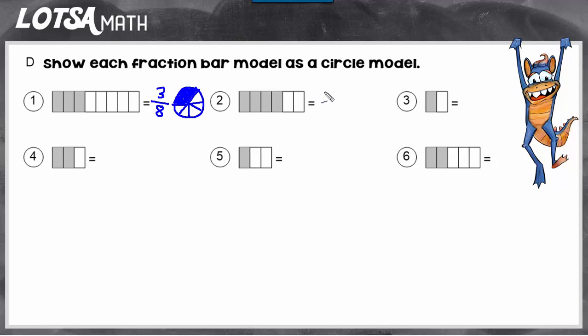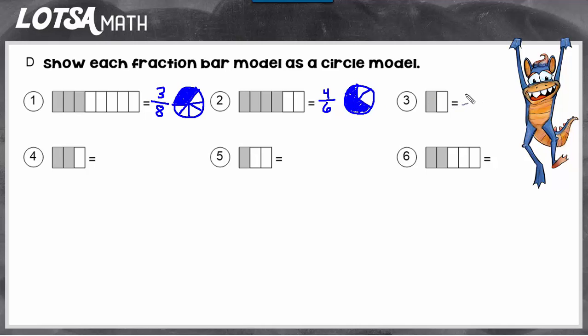On number 2, we have 4 out of 6. So I want to start by drawing my circle, and I want to divide it into 6 pieces. So I'm just going to divide it in half first, and then try to get 3 equal pieces on each side. And then I need to color 4 of them. So even though these look different, they both are representing the same amount, 4 out of 6.